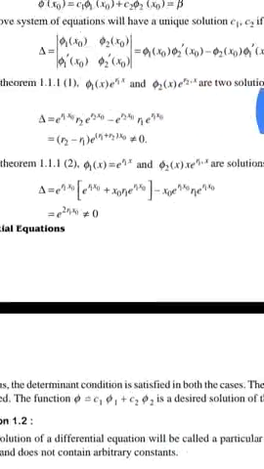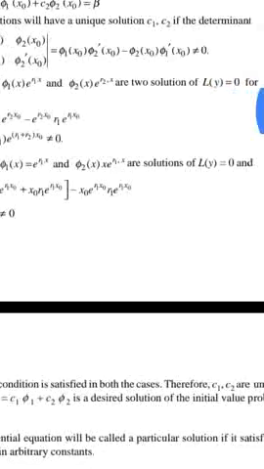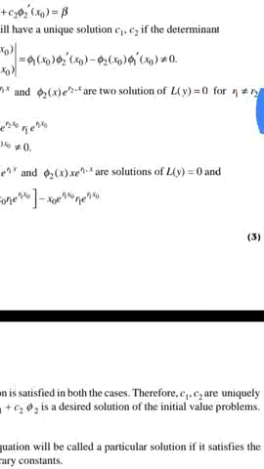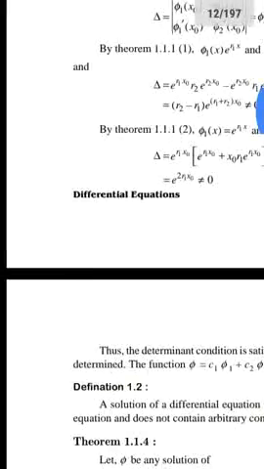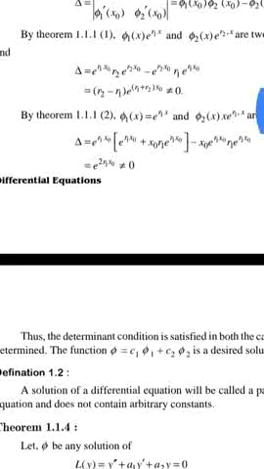Then by the theorem, phi 1 of x is e raised to r1x and phi 2 of x is e raised to r2x are two solutions of L of y is equal to 0 for r1 not equal to r2. Therefore, delta is equal to e raised to r1 x naught times r2 e raised to r2 x naught minus e raised to r2 x naught times r1 e raised to r1 x naught, which is equal to r2 minus r1 times e raised to r1 plus r2 times x naught, which is not equal to 0.